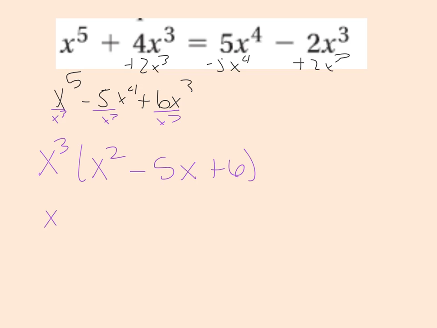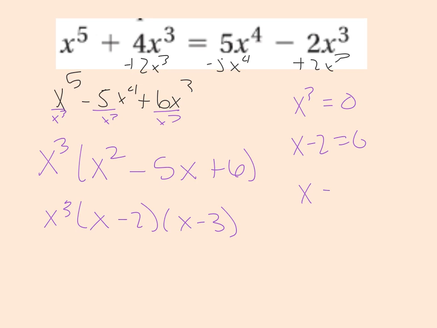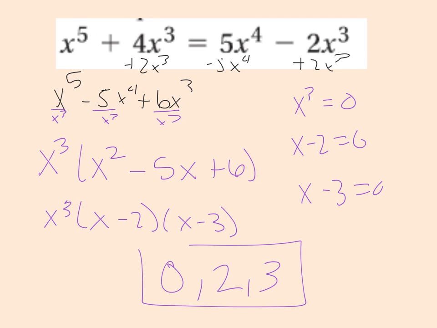So then when I factor this, two numbers that multiply to get 6 add to get negative 5 would be negative 2 and negative 3. So I set all of these equal to 0. And my zeros would be at 0, 2, and 3, because I'm solving for them. So remember, it would be like adding 2 to both sides here, adding 3.